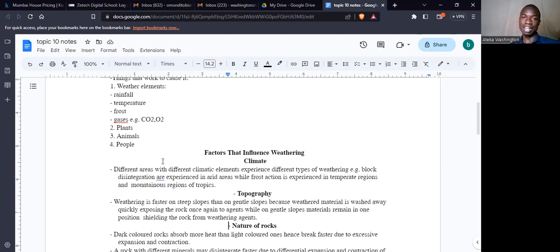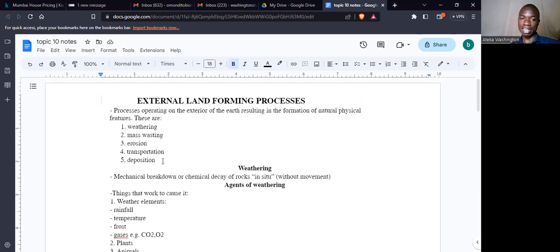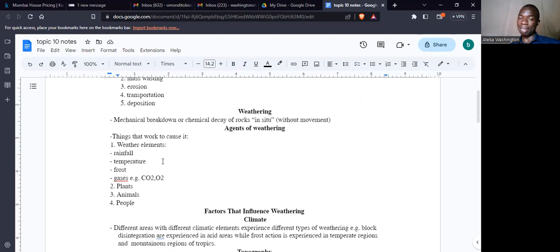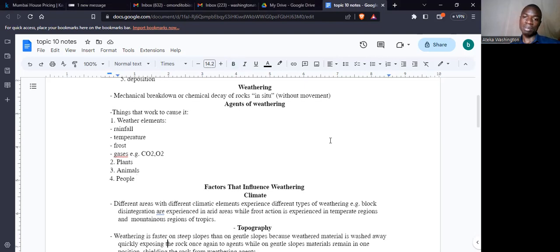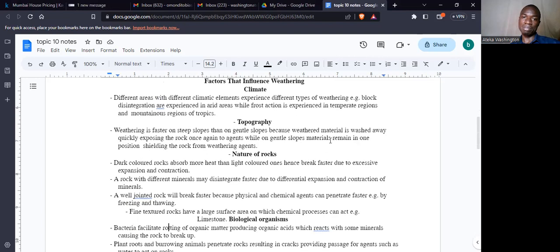I think that's clear. So when we talk of agents of weathering, as I have stated, we have got weather elements, which are rainfall and temperature. Then we've looked at plants, how do they cause weathering? We've looked at animals, how do they cause weathering? Then we've looked at people, how do people cause weathering?